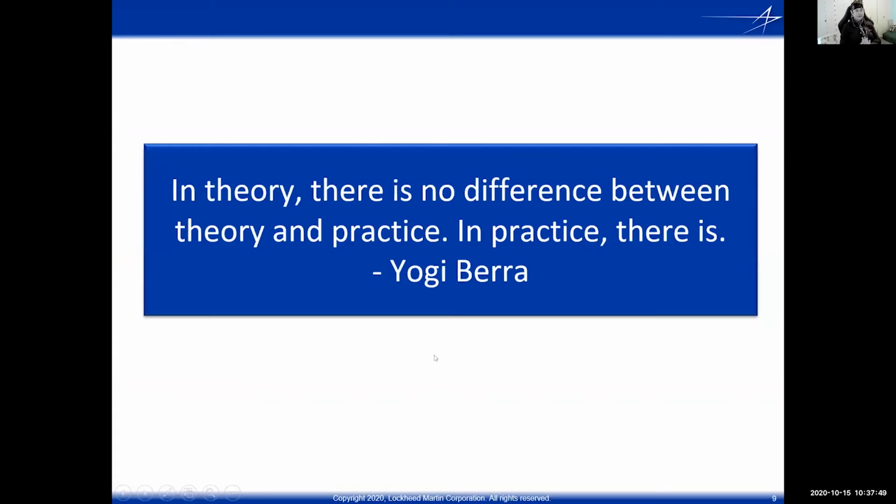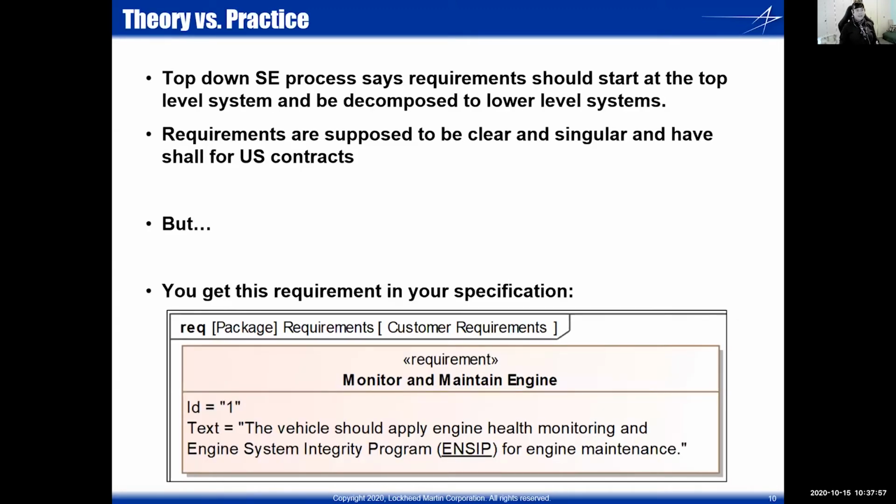So I have this quote for you. In theory, there's no difference between theory and practice. In practice, there is. So the theory here is that the top-down systems engineering process says that requirements start at the very top level system and we decompose them into lower level systems. That's the way it's supposed to work. Requirements are clear, they're singular, they have shall statements for U.S. contracts. I think a lot of you might have taken a systems engineering class at UTEP and you heard all these rules, okay?